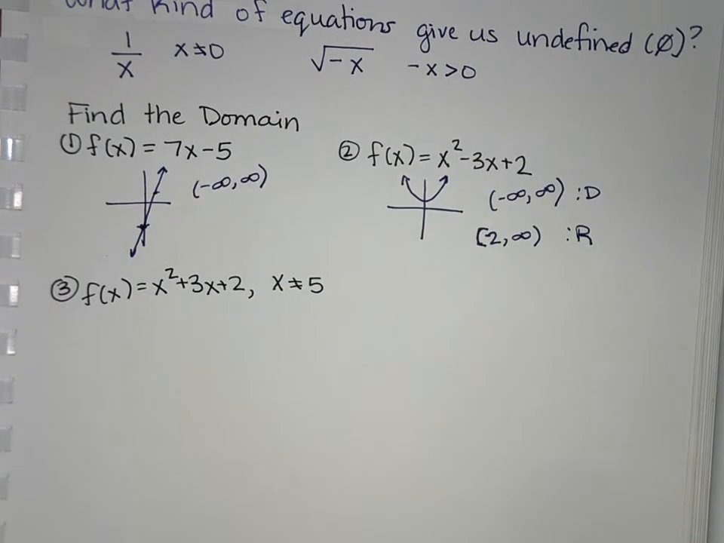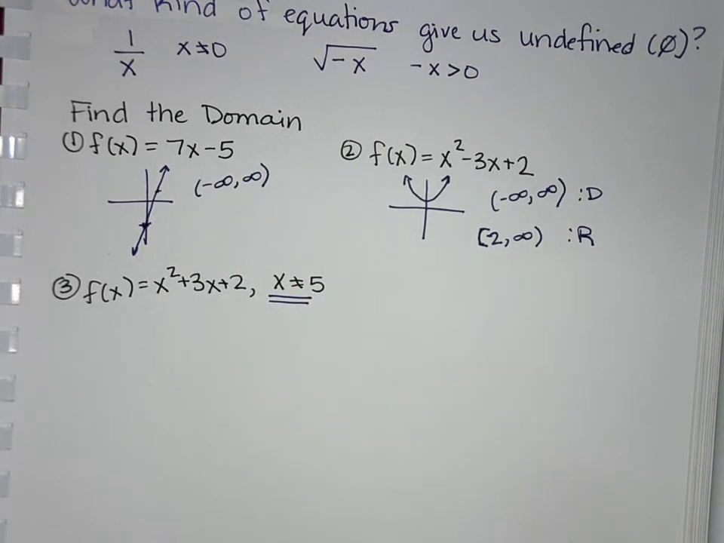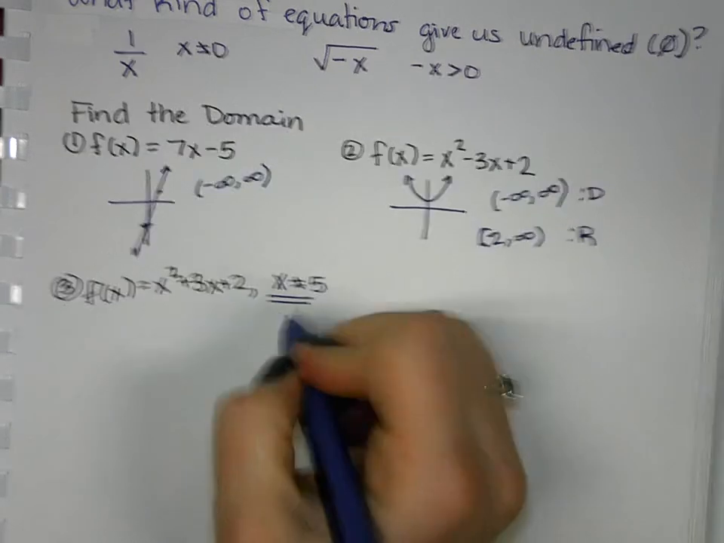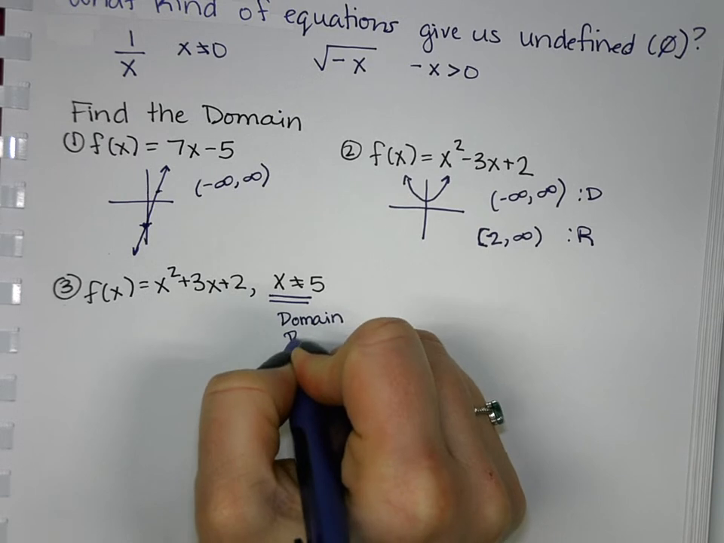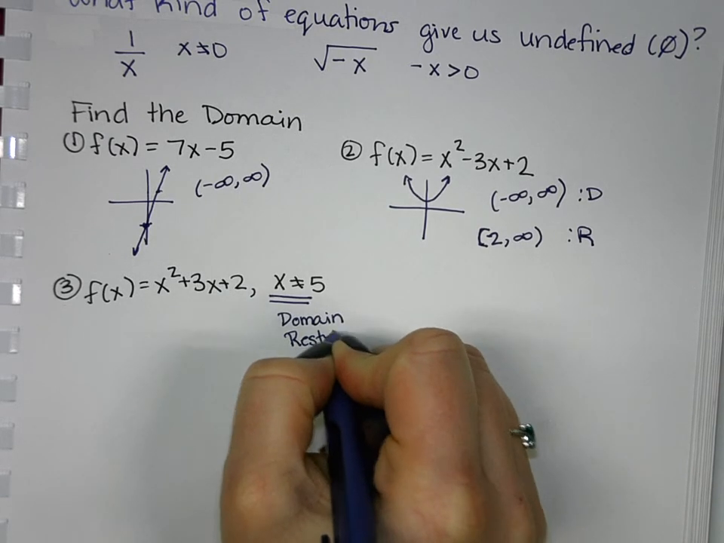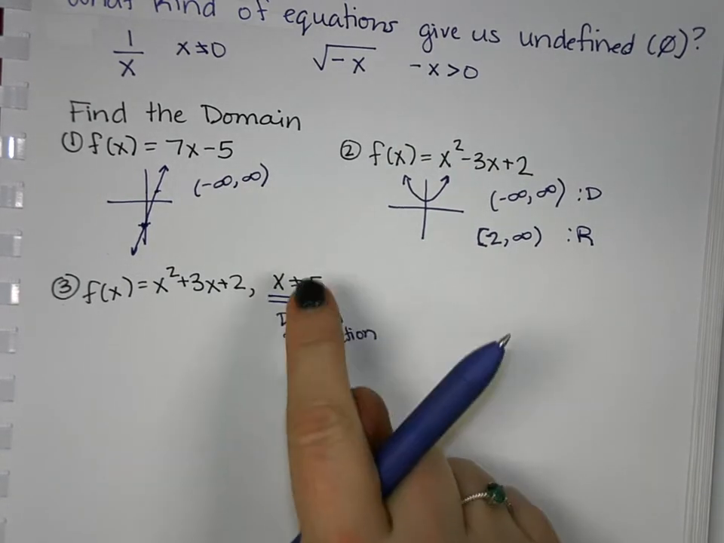So when I look at our equation, again, I notice it's a polynomial equation, specifically another quadratic. But there's something a little different about this one, and that's this piece right here. X cannot equal 5. So that right there, that's a domain restriction. So that means when I go and write my interval notation for what my domain is, I'd have to say everything except for this value here.